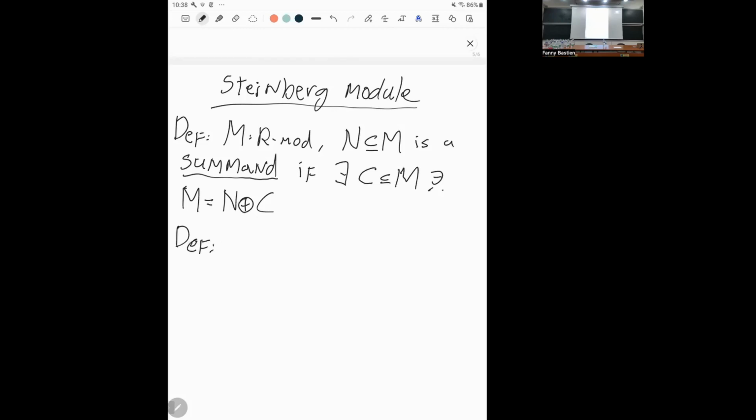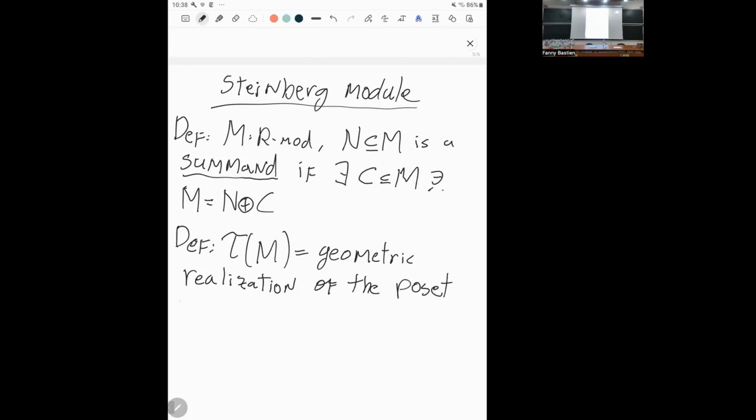And so I'll use the notation tau of M to denote the Tits building on M. So it's just a space that you can assign to a poset. It's the geometric realization of the poset of non-trivial proper summands of M, and the poset is ordered by inclusion.